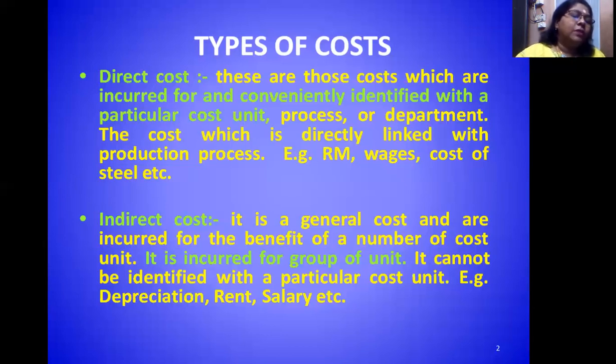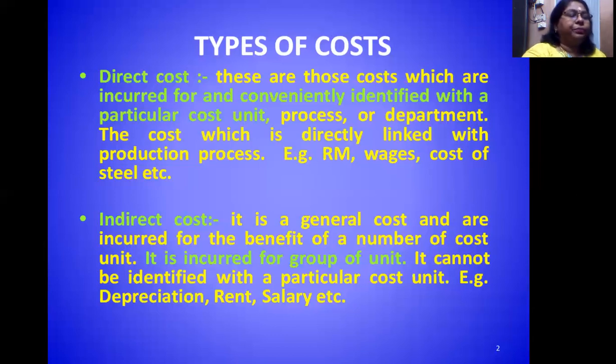So please check the meaning. Indirect cost is a general cost and is incurred for the benefit of a number of cost units. It is incurred for a group of units. It cannot be identified with a particular cost unit. Examples: depreciation, rent, salary for the gatekeeper or the storekeeper. But the foreman's salary and the supervisor's salary all come under direct costs because they are directly engaged in the production of the commodity. I am explaining the direct cost and the indirect cost again in this video; I also discussed the types of cost on the basis of elements in the previous video.